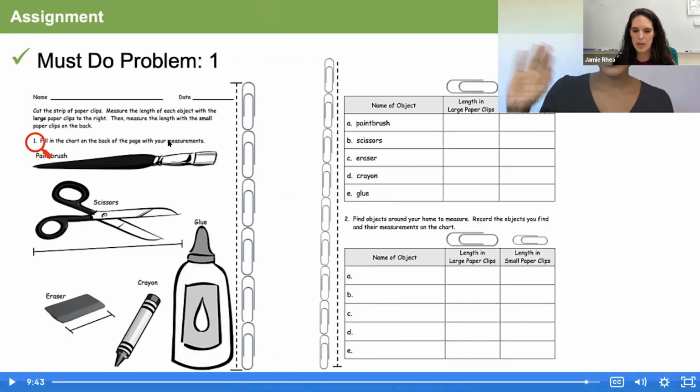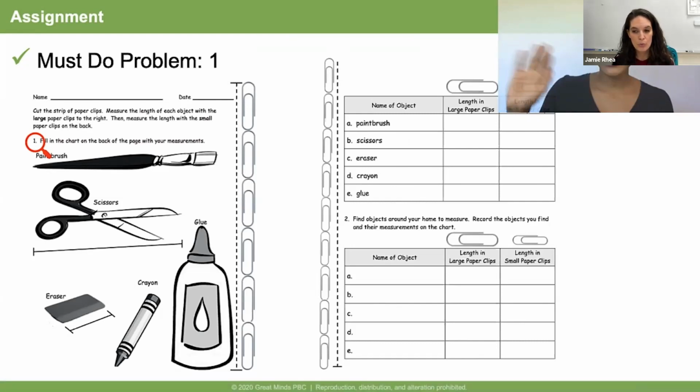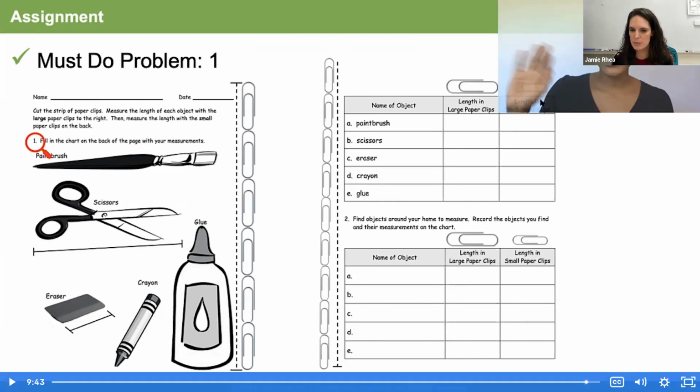It says fill the chart on the back of the page with your measurement. Here's this chart. Now, if you'll notice, it says paintbrush, scissors, eraser, crayon, glue. Here are your objects. You're going to measure both the large paper clip and the small paper clip for each object, okay? So this one says length in large paper clips. This one is length in small paper clips.